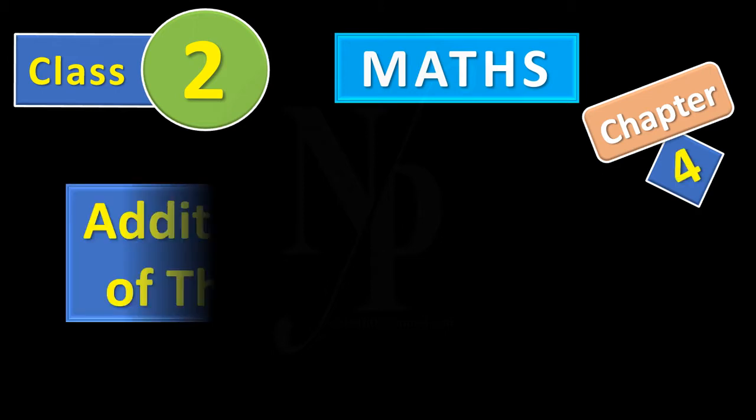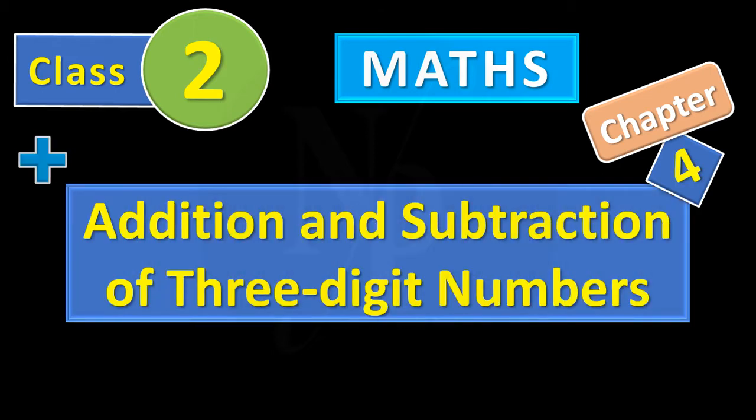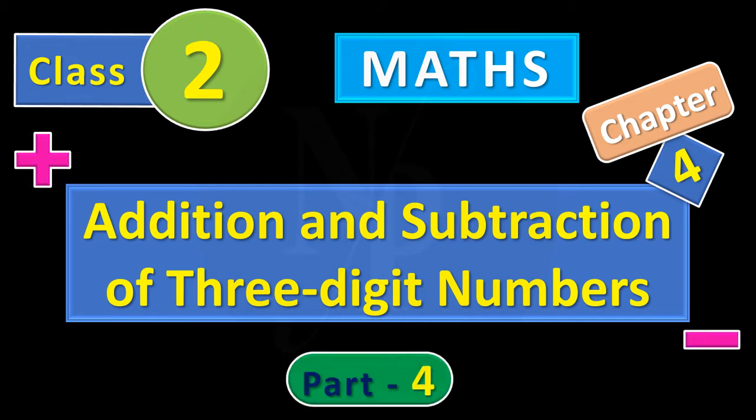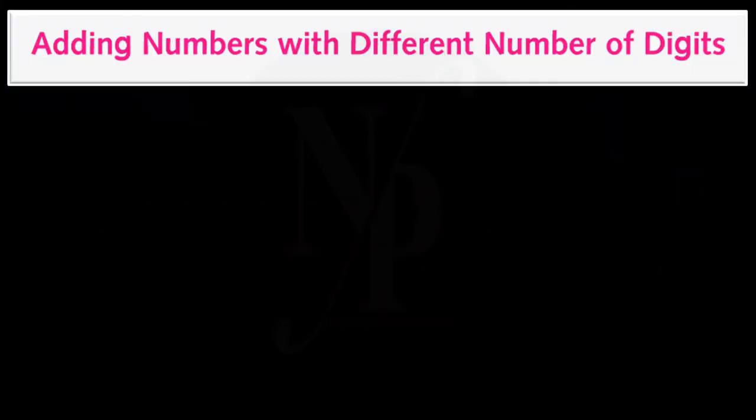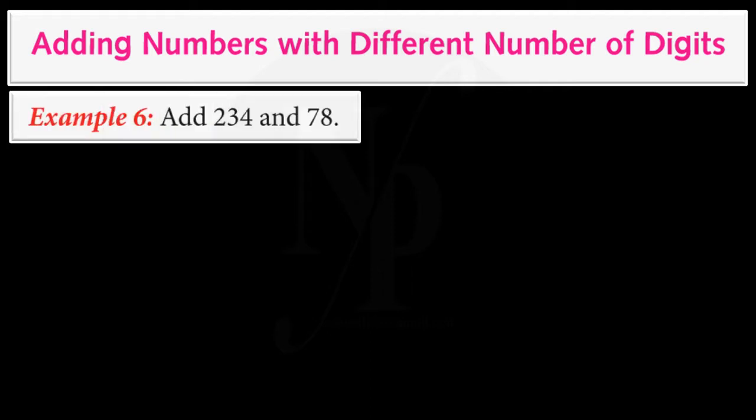This video is made for Class 2, Subject Maths, Chapter number 4, Addition and Subtraction of 3-digit numbers. And this is the fourth session on this chapter. Today, let us learn adding numbers with a different number of digits. Example number 6 in our textbook.